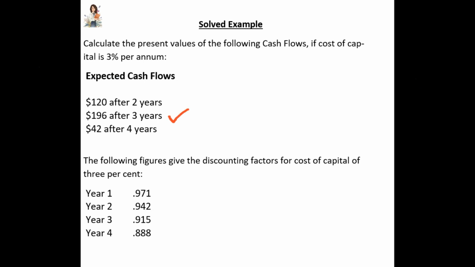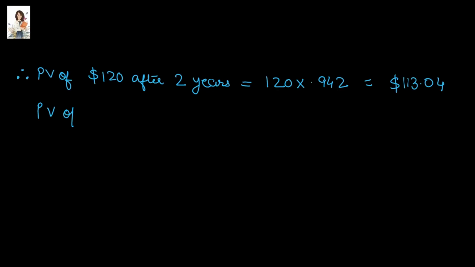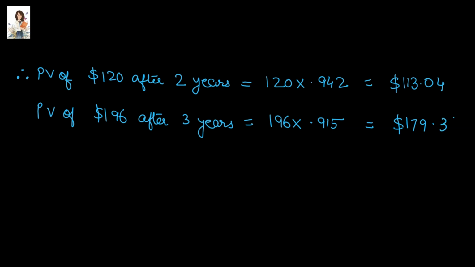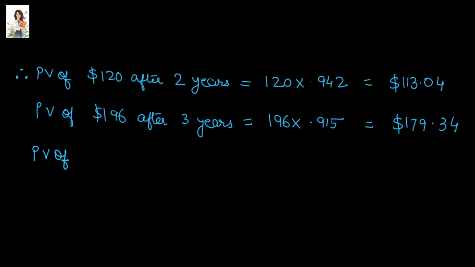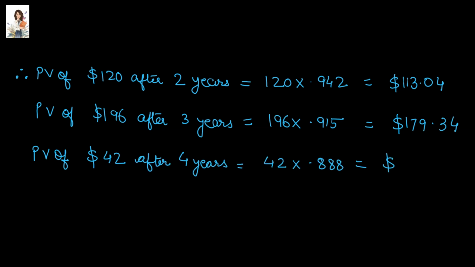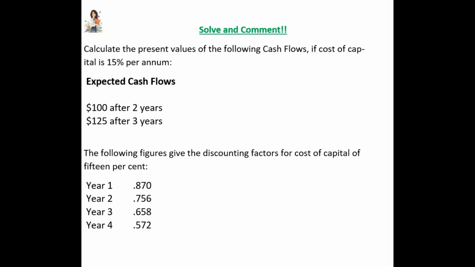Next cash flow is $196 after 3 years and in year 3 the discounting factor is 0.915. Therefore, present value of $196 after 3 years will be 196 into 0.915, which is $179.34. Next cash flow is $42 after 4 years. The discounting factor is 0.888. We get present value of $42 after 4 years is $37.296 today.